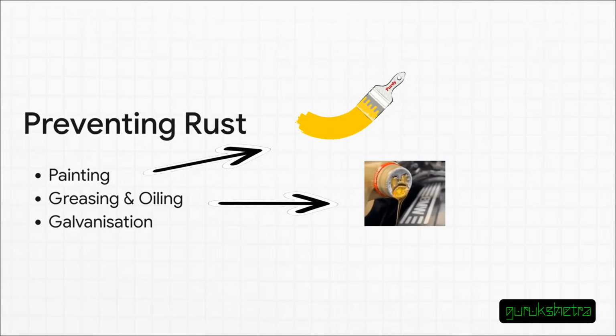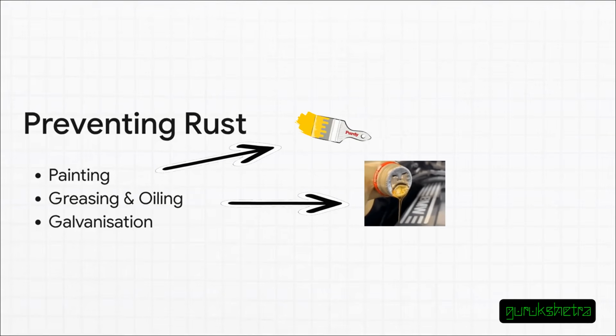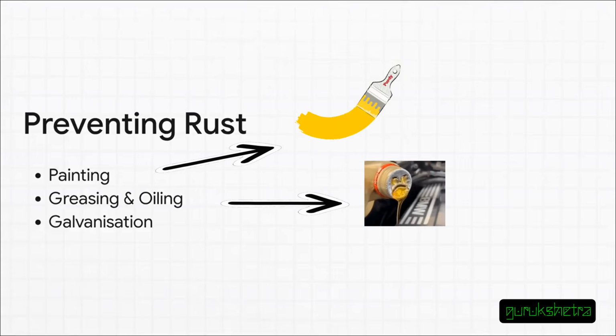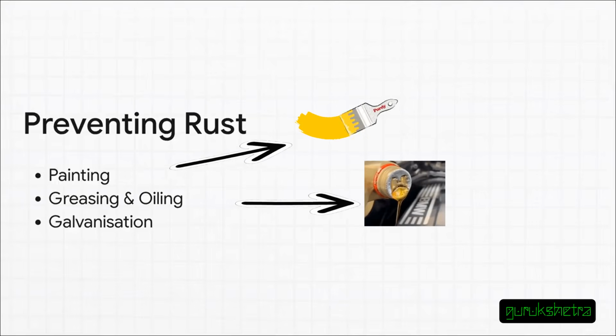Because rust completely destroys structural integrity and is incredibly costly to repair, engineers have developed some strong defensive methods. The three main ones are pretty straightforward. First, painting, which simply creates a basic protective barrier. Second, greasing and oiling, which actively repels moisture and oxygen. And third, a highly industrial, super effective process called galvanization, which uses a specialized zinc coating.